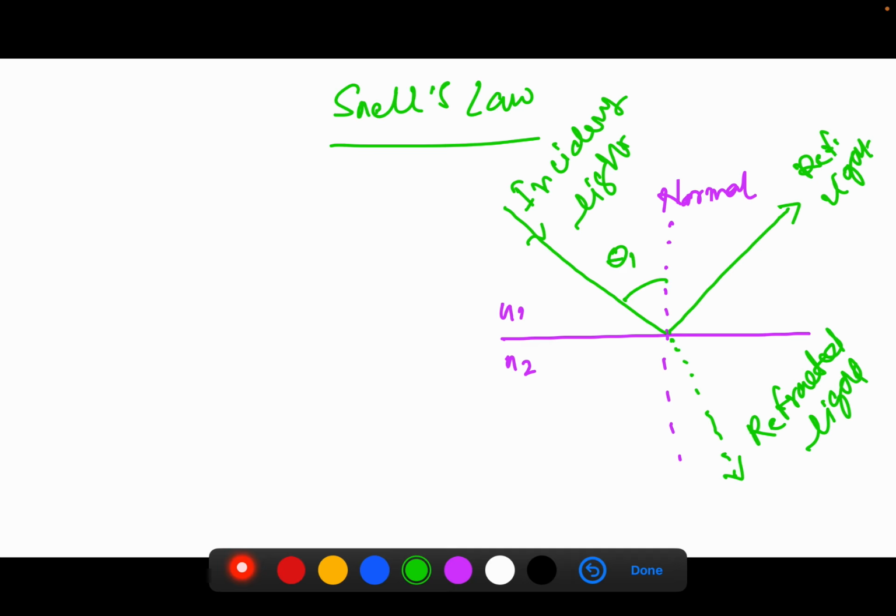So angle of incidence is equal to angle of reflection. So here theta 1 will be equal to theta 2. So this is the law of reflection. So along the normal, the angle of incidence is equal to the angle of reflection. So this is basically your Snell's law.